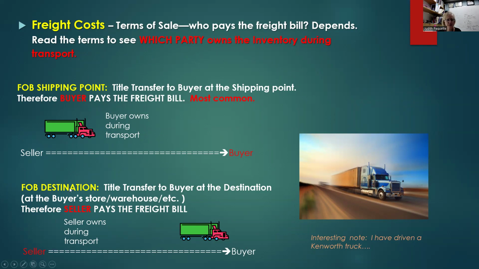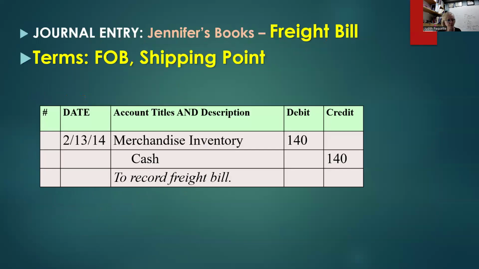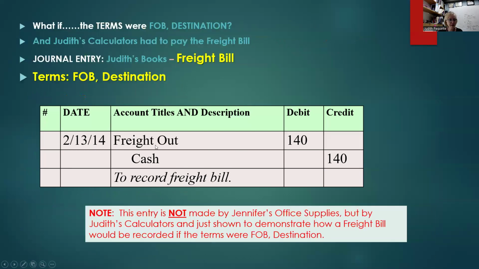If it's FOB destination, it means ownership doesn't transfer till it arrives at the destination. The seller pays the freight. Okay. So here's when the buyer pays the freight using a perpetual inventory system. Debit inventory, credit cash. If, however, the seller paid the freight, and they didn't in my example, but if the terms were FOB destination, the seller would book this entry and it would be called freight out, not freight in, because it's being shipped out and it's an operating expense.